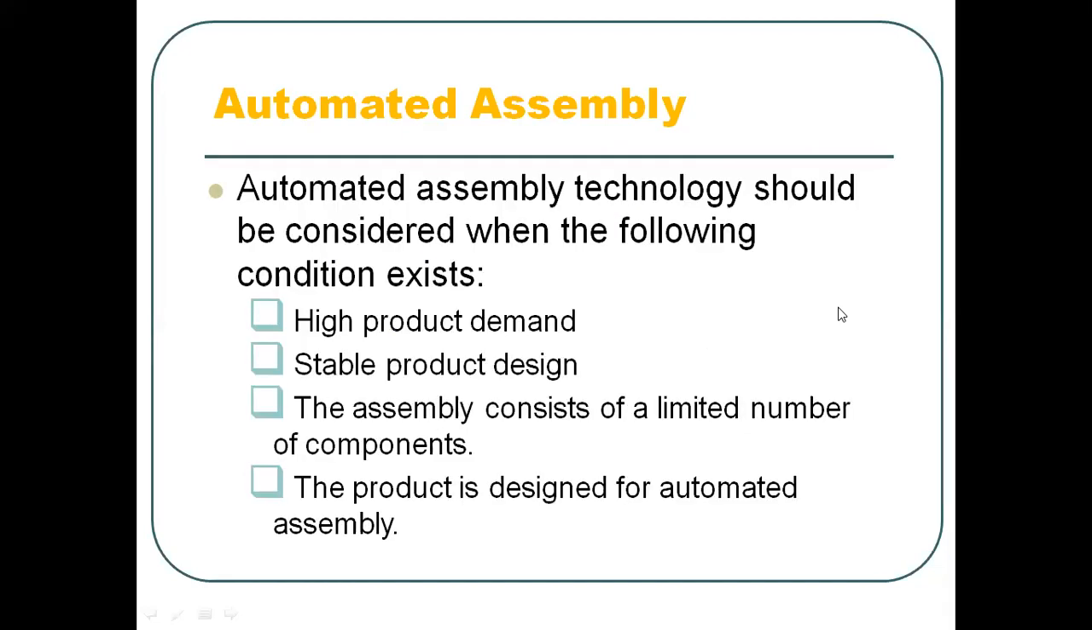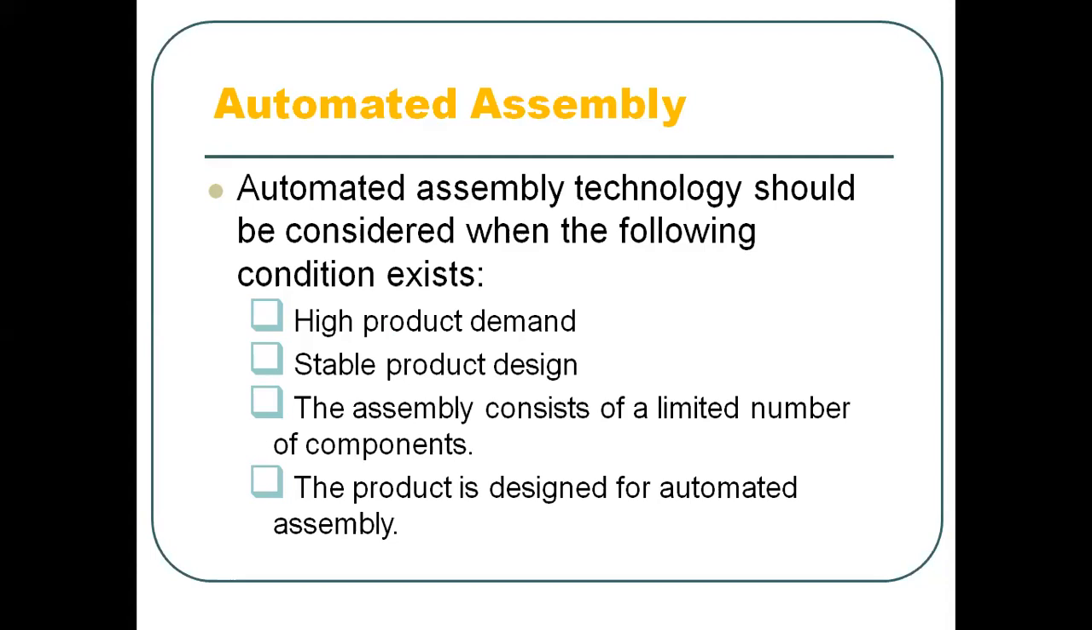When should you be considering automated assembly? The following are the conditions to look for. If there is high product demand, we have discussed this, isn't it? When we were discussing rigid automation, I believe. Automated assembly is more of a kind of rigid automation, where there is not much change in the equipment configuration. So that's why when you have high product demand, you will go for rigid automation. Even for automated assembly, when there is high product demand, you should go for it.